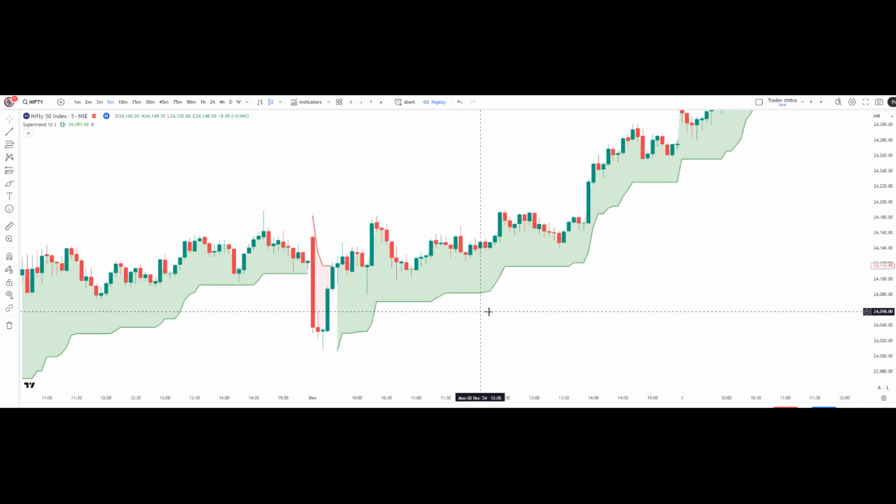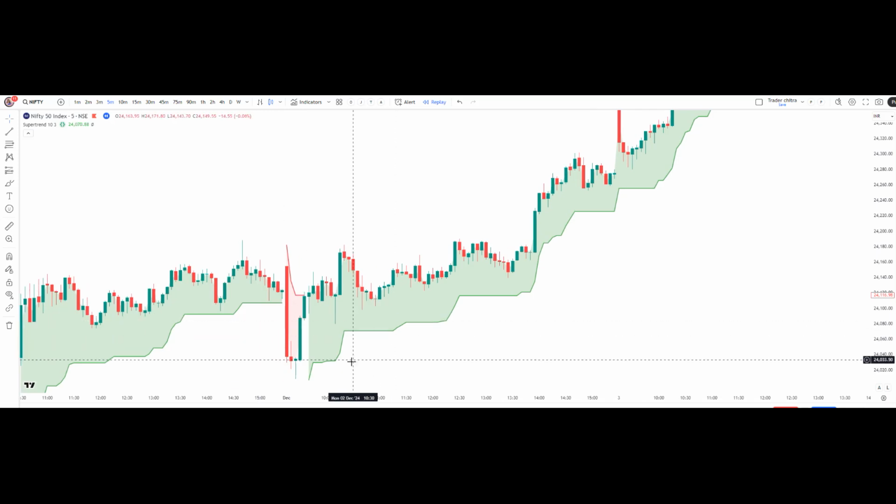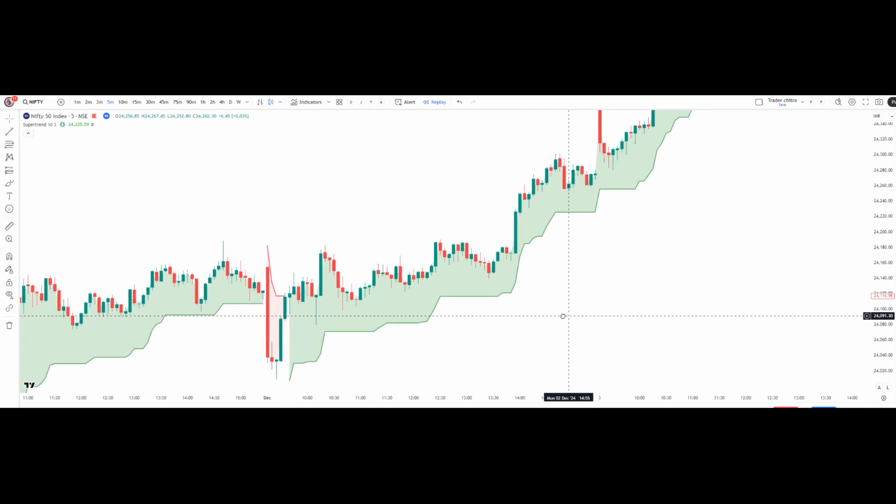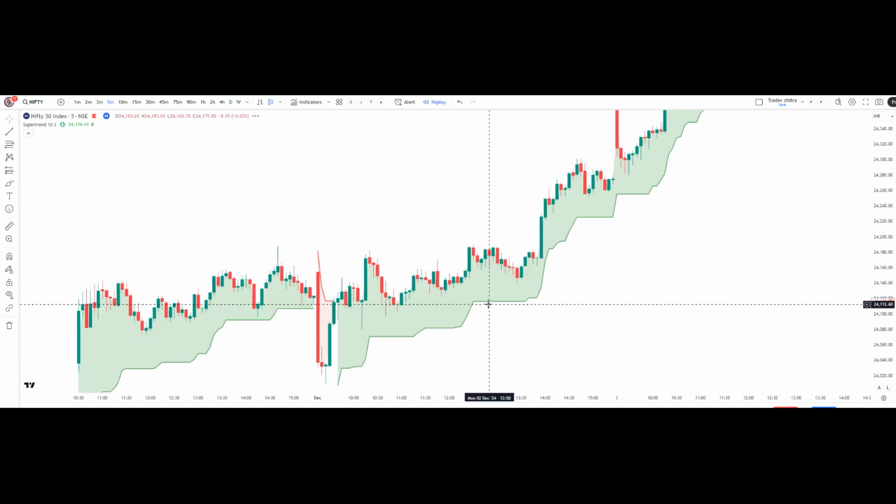Now here we can see that if the price is trading above this green line, that shows that the overall trend is bullish.